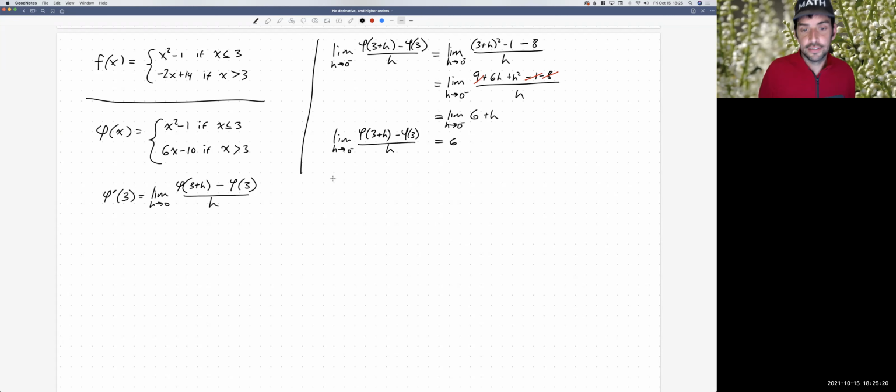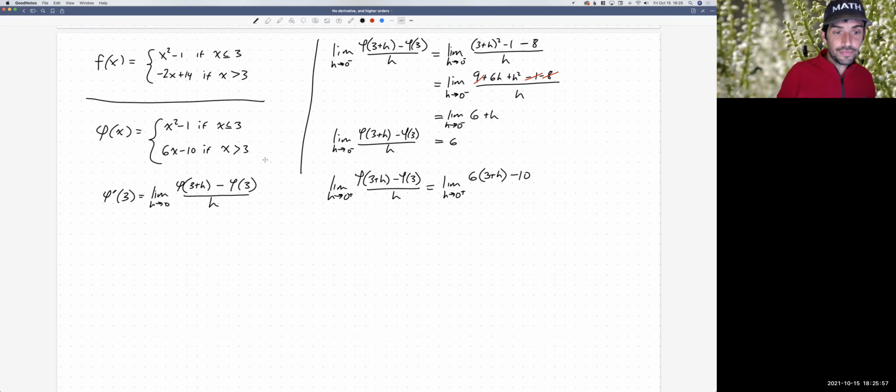Let's now look at the limit as we approach 0 from above. The definition looks the same, except now, if h is positive, we're approaching 0 from above, so 3 plus h is greater than 3, and we have to look at the second definition, 6x minus 10. So we have the limit as h goes to 0 from above. We're inputting something bigger than 3, so we use the second part of the definition, putting in 3 plus h for x, subtract 10. Phi of 3 is again 8, so we'll have minus 8.